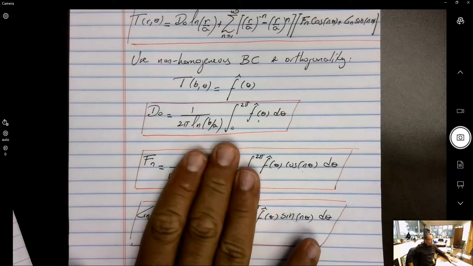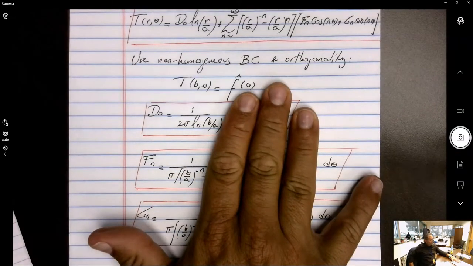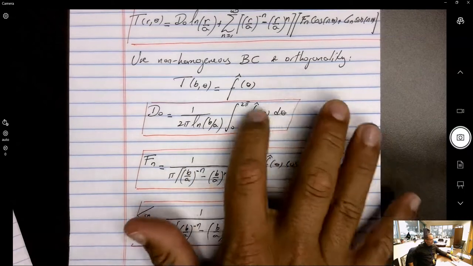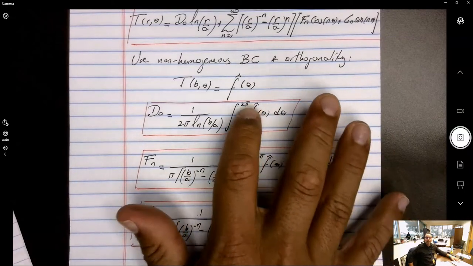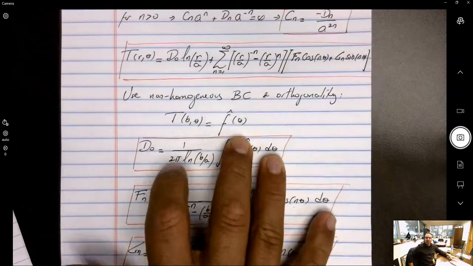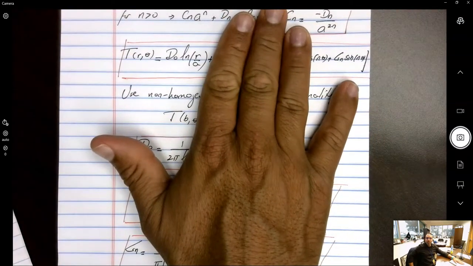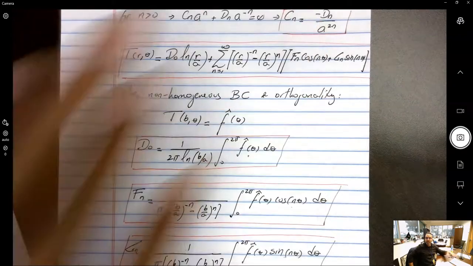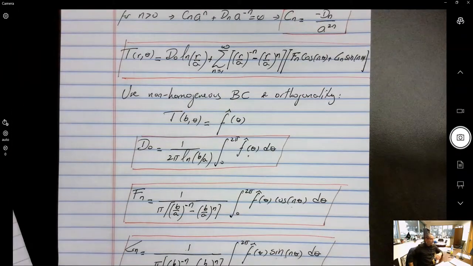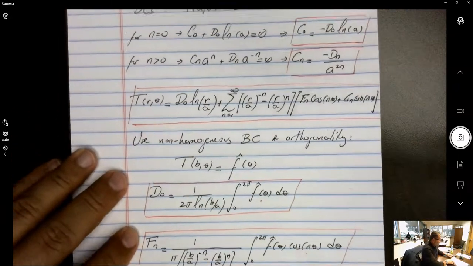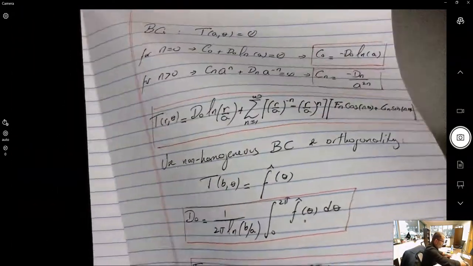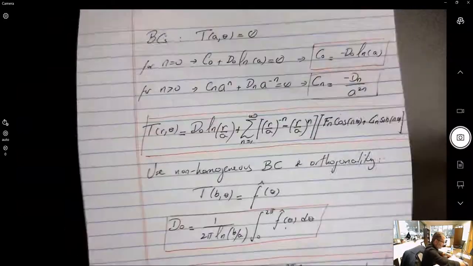So these two will go to 0, and this will simply be 1 over 2 pi log of b over a times whatever that constant value is, times 2 pi. The 2 pi and the 2 pi will cancel out. So basically, this entire portion of the solution will be 0. The solution will just simply be a function of r. If the boundary condition is not a function of theta, the solution actually boils down to just a function of r.